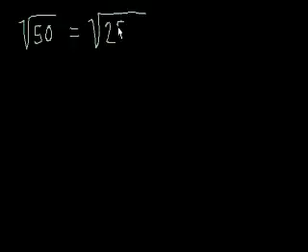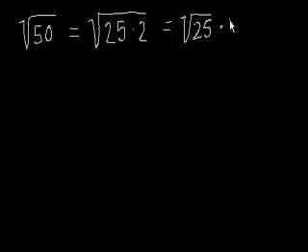The square root of 50. Well, the square root of 50 is the same thing as the square root of 25 times 2. And we know, based on what we just did, and this is really just an exponent rule, the square root of 25 times 2 is the same thing as the square root of 25 times the square root of 2. Well, we know the square root of 25 is 5. So that just equals 5 times the square root of 2.